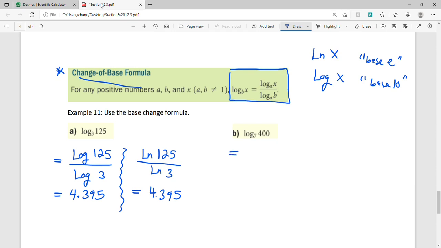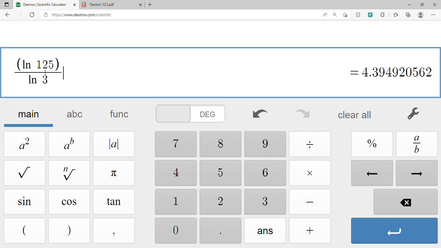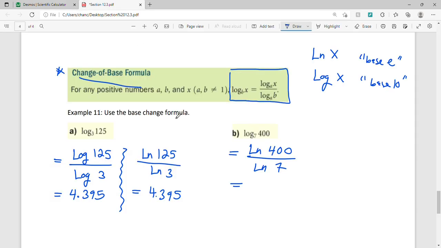In part B, to find log base 7 of 400, I'll take the natural log of 400 divided by the natural log of 7 on my calculator. We'll take the natural log of 400 divided by the natural log of 7, and it gives us 3.079. And that is how we use the base change formula.